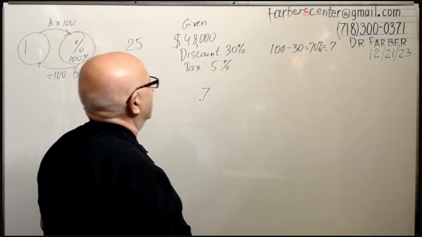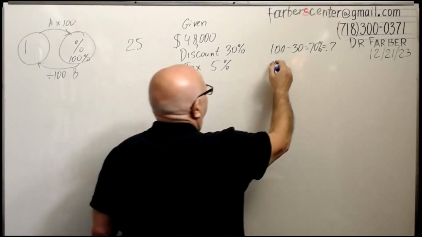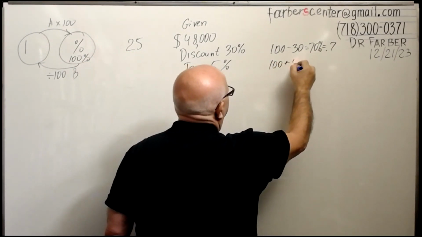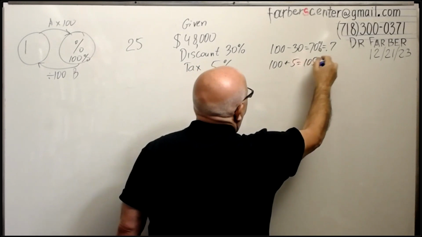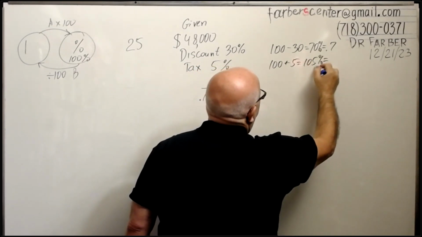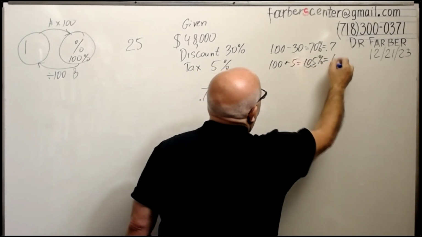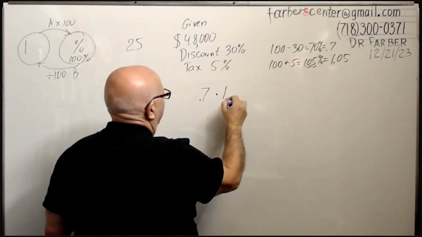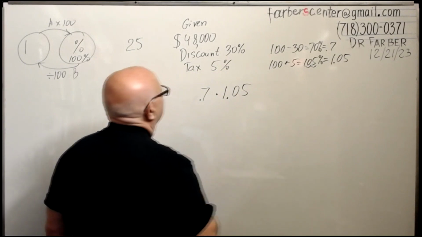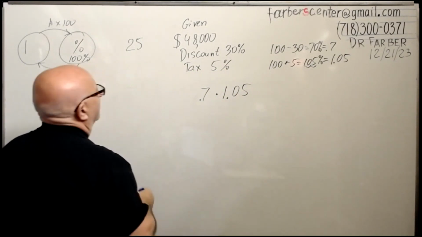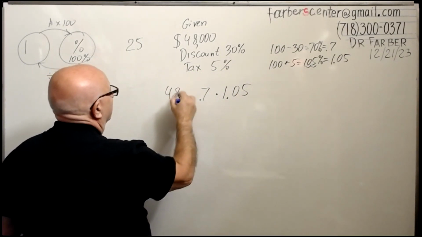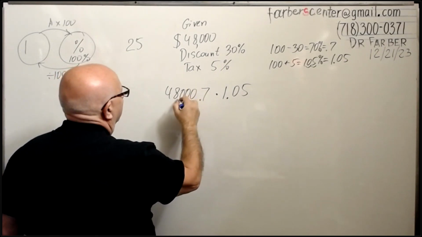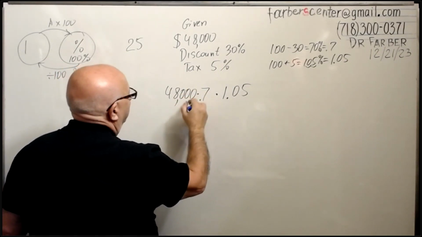Tax 5%. 100 plus 5 is 105%, which moved two steps to the left is 1.05, times 1.05. And the original price is 48,000. Just multiply the three numbers.